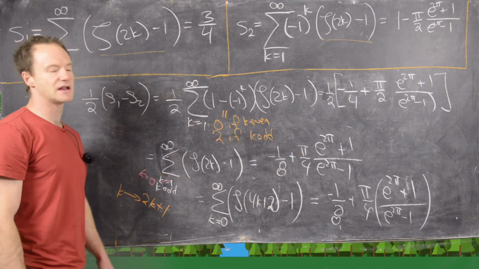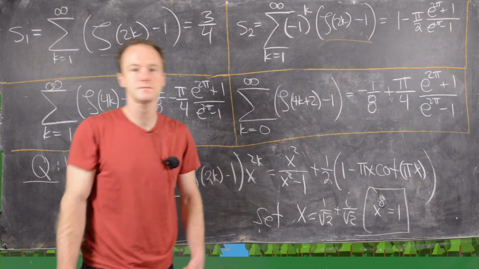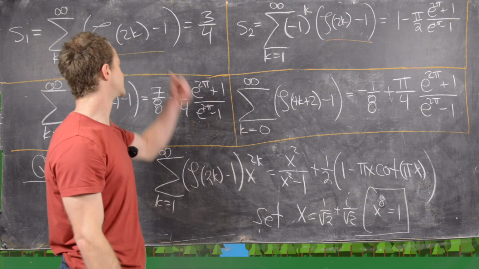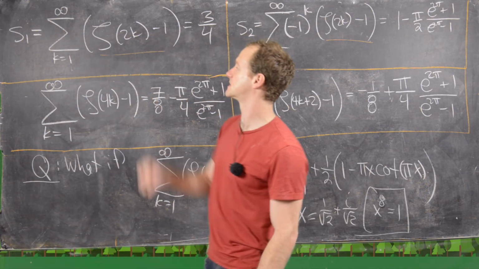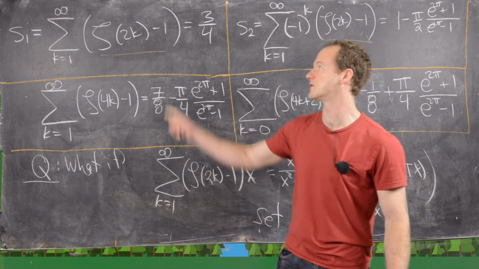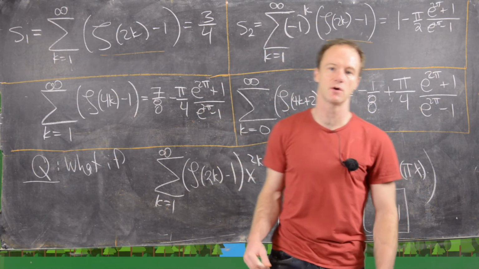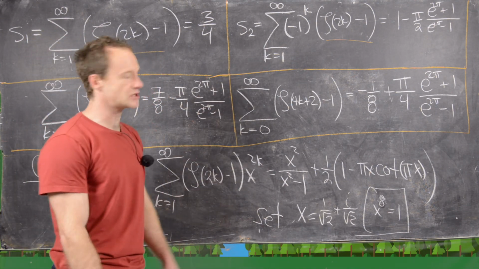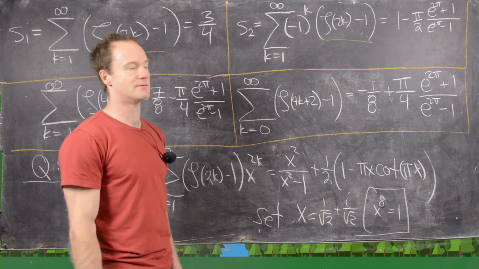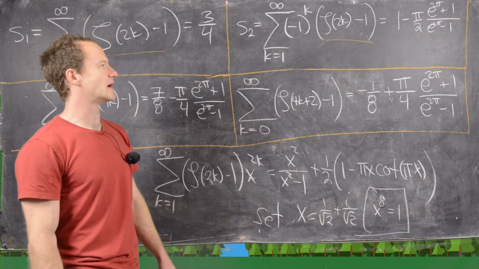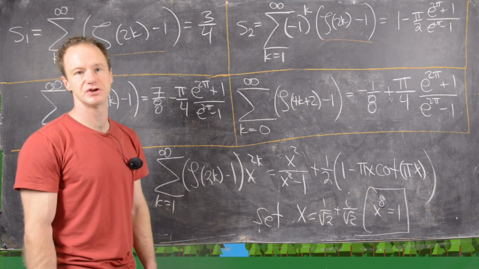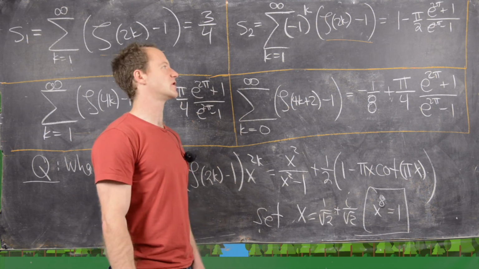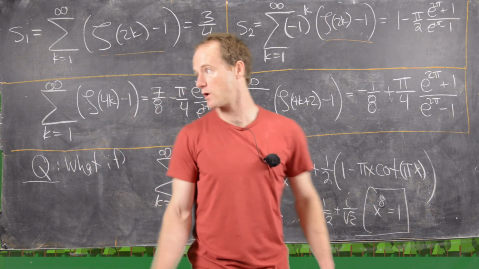All right, I'm going to clean up the board and we'll look at a summary. Okay, so let's summarize. In that previous video, we had this sum of k equals 1 to infinity of zeta of 2k minus 1 was 3/4. Then earlier in this video, we proved that the alternating sum, k equals 1 to infinity of negative 1 to the k, zeta of 2k minus 1, was 1 minus pi over 2 times e to the 2 pi plus 1 over e to the 2 pi minus 1.